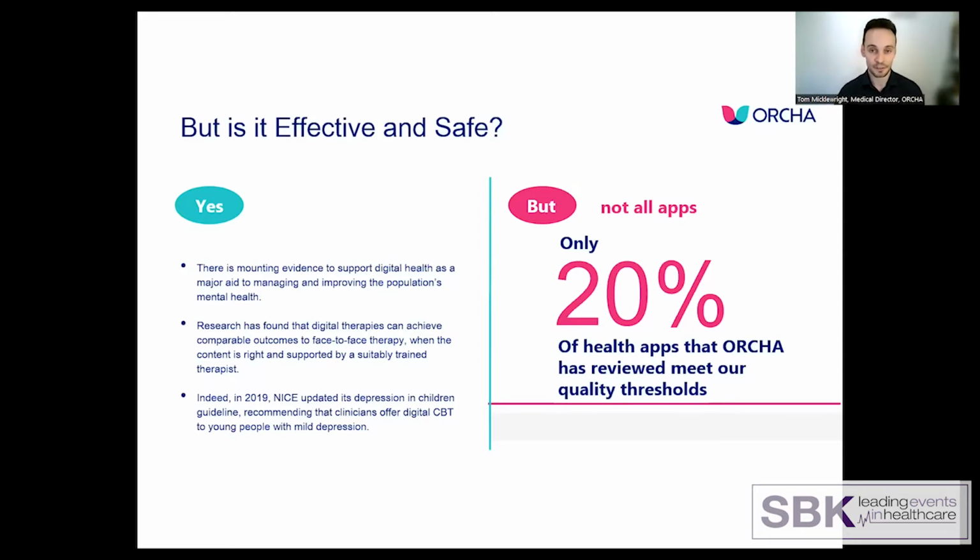And then that figure on the right is from ORCHA. We know that doing our own quality assessments of digital health tools, only 20% meet quality standards. So if you've got a patient who's in an app store and they're just going off of star ratings, they have a 4 in 5 chance of downloading something which fails basic quality standards. And that is a scary figure to be working with.